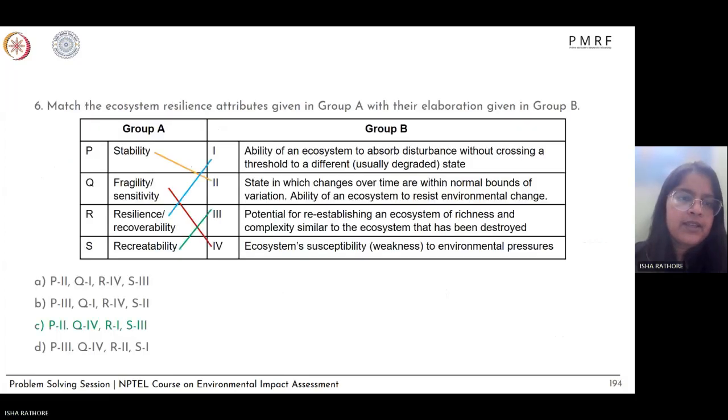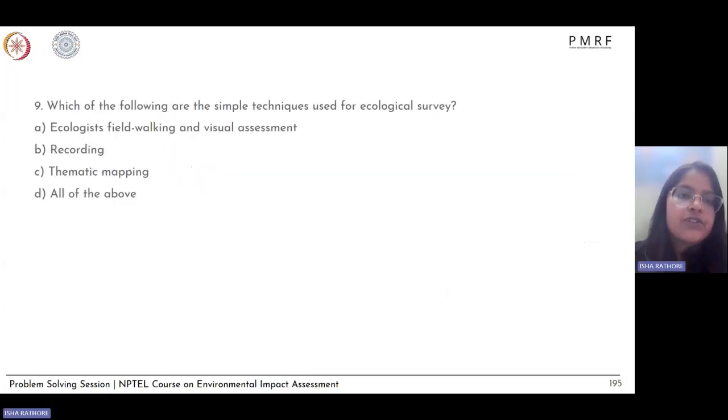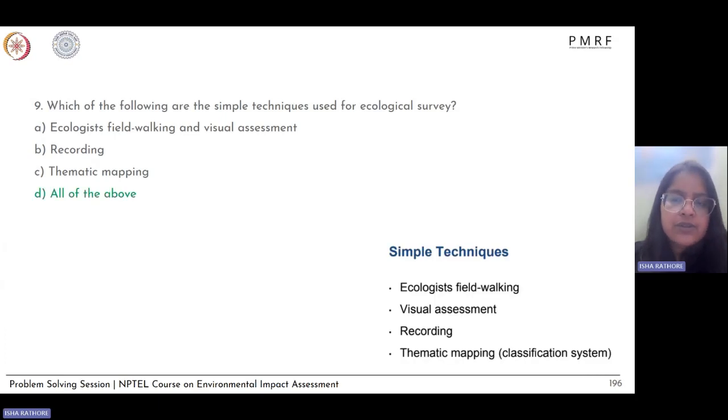Moving on. Which of the following are the simple techniques used for ecological survey? A, ecologist field walking and visual assessment. B, recording. C, thematic mapping. Or D, all of the above. So the correct answer is D, all of the above. So simple techniques for doing ecological survey are ecologist field walking, visual assessment, recording, and thematic mapping. So D is the correct answer.